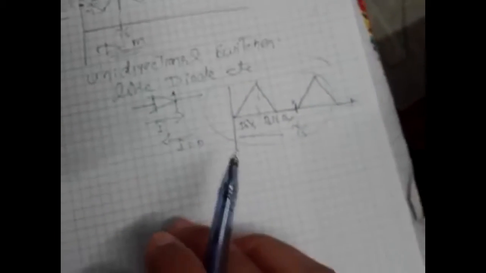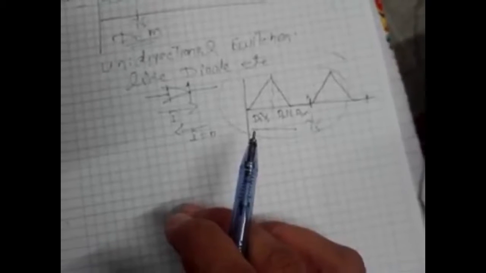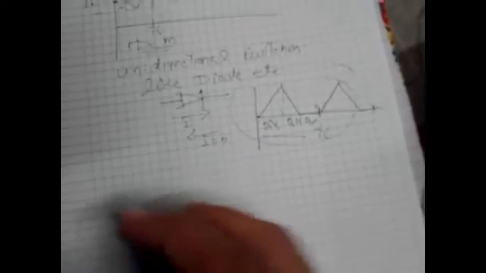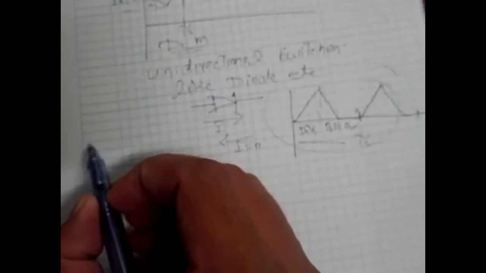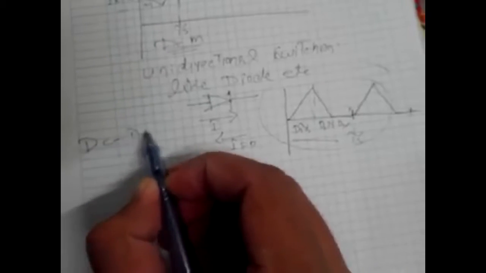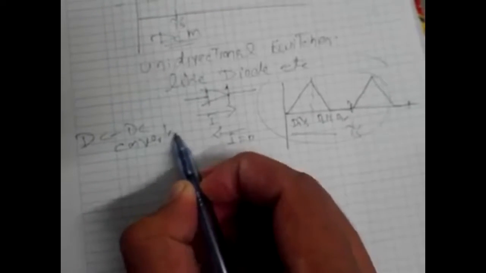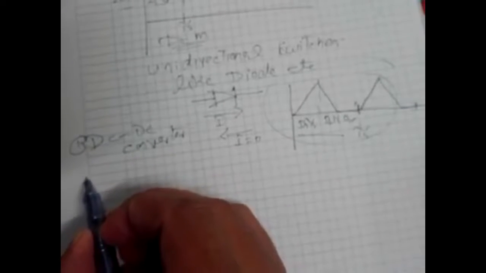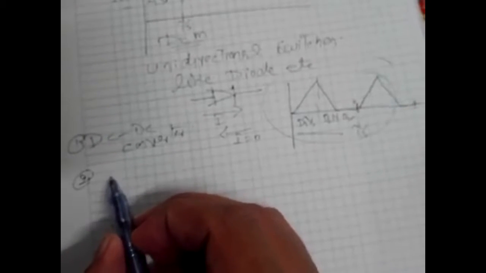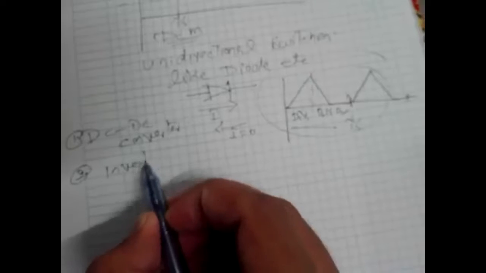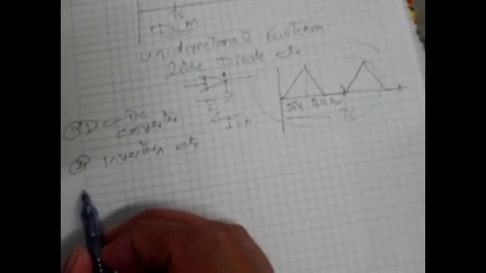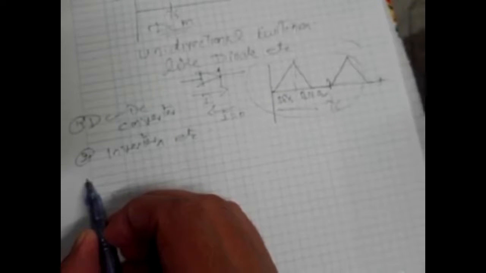Discontinuous conduction mode just occurs in DC-DC converters. It probably sometimes also occurs in inverters, etc. In discontinuous conduction mode, the properties change.